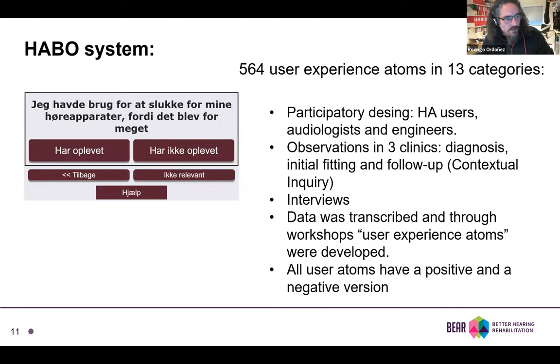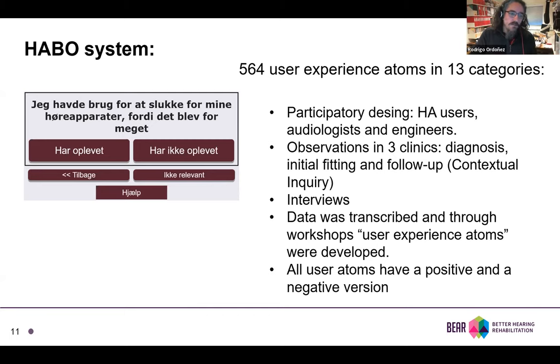In order to arrive at this, which ended up being 564 user experience atoms, as we call them, divided in 13 categories, we took a participatory design approach in which hearing aid users, audiologists, and engineers all participated in developing these user stories. We did this through a series of observations in the three clinics that were participating in the BEAR project, where we observed the diagnosis process, the initial fitting and different follow-up sessions, using a contextual inquiry approach. So basically we observed the interaction and prompted questions whenever felt necessary.